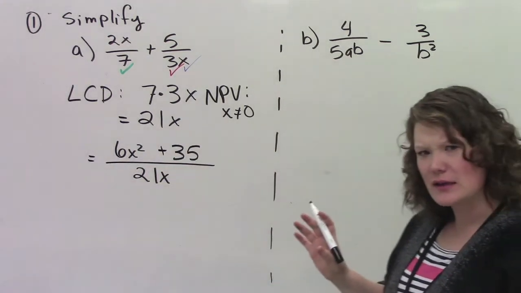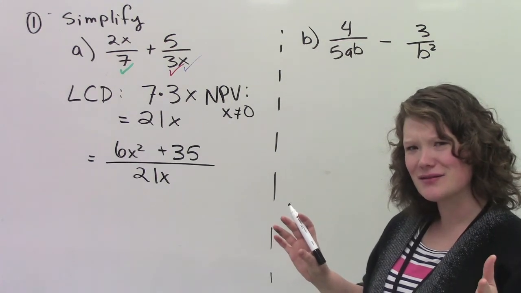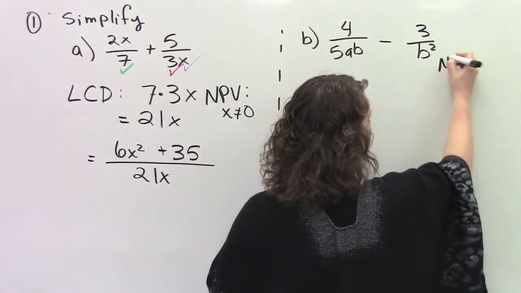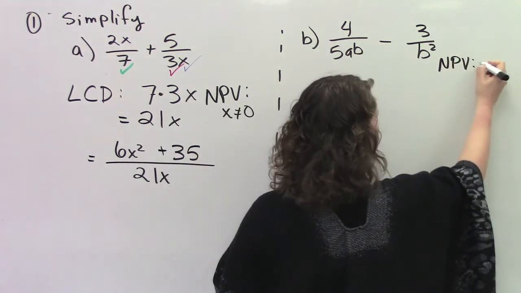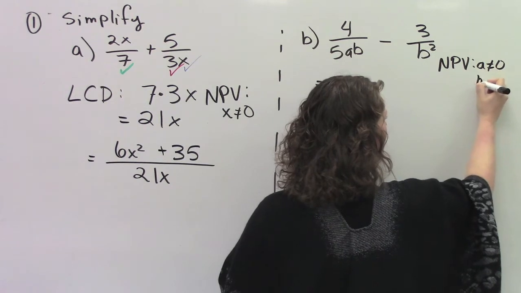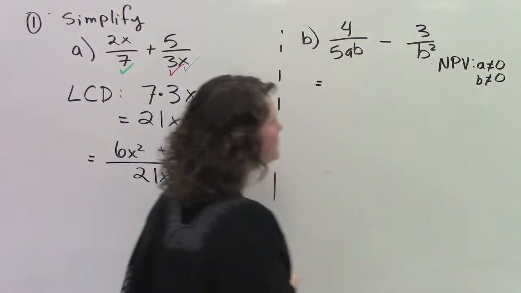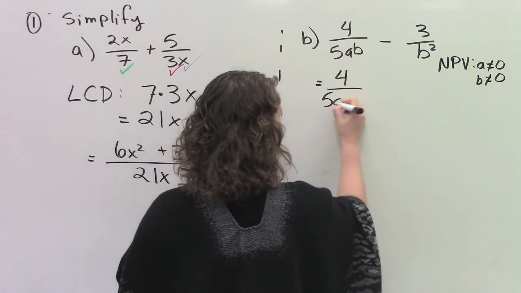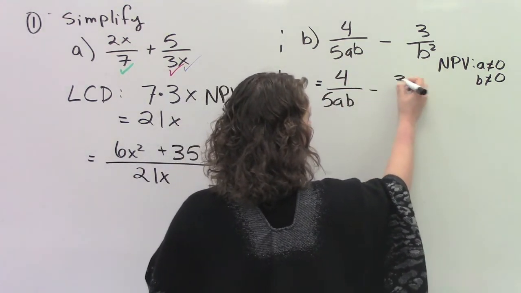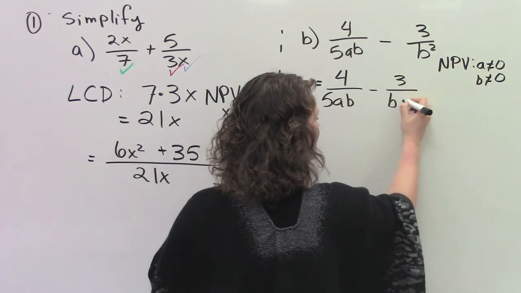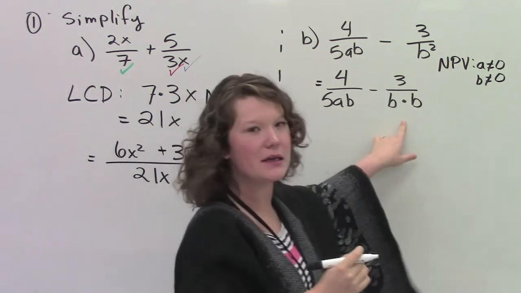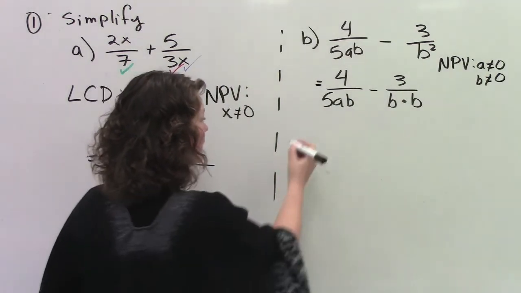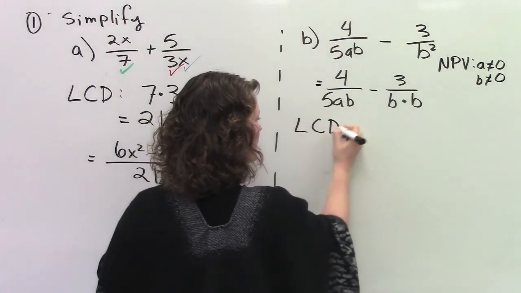I'm just going to rewrite this one. You might think I'm crazy, but you'll see what I'm saying. At this point I can say non-permissible values: a cannot equal 0 and b cannot equal 0. So I'm just going to rewrite it. 4 over 5ab minus 3b times b. This is going to make it easier for me to identify what the lowest common denominator is actually going to be.